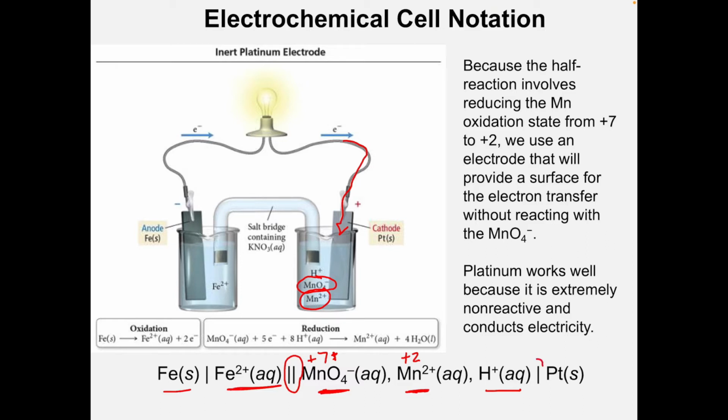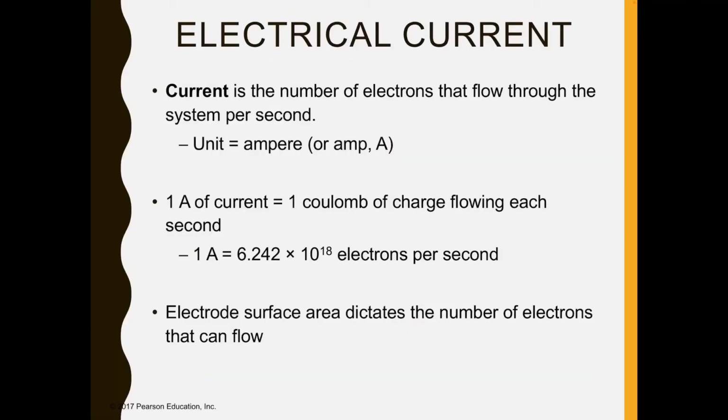And then we will have our single line to indicate that platinum is our cathode. Okay, since we don't have any concentrations, we're going to assume that all of these are 1 molar, and therefore it's being done under standard conditions. Okay, so let's talk about current.